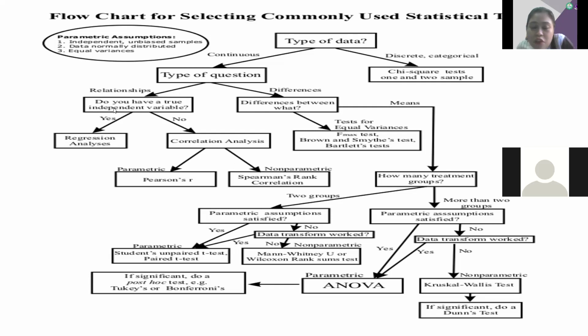Next, the next question that you're going to ask is, do you have a true independent variable? Remember, in research, meron tayong conceptual framework and meron tayong tinatawag na independent and dependent variables. Si independent variables, ito yung minamanipulate natin. Ito yung kino-control natin in research. And then si dependent variable, ito yung outcome. Ito yung mini-measure natin.